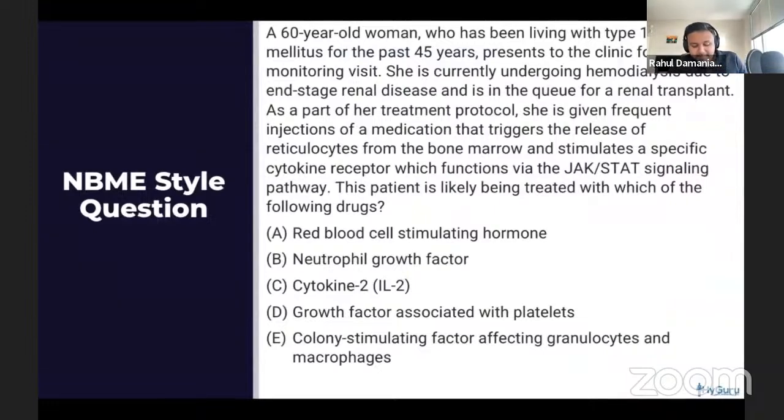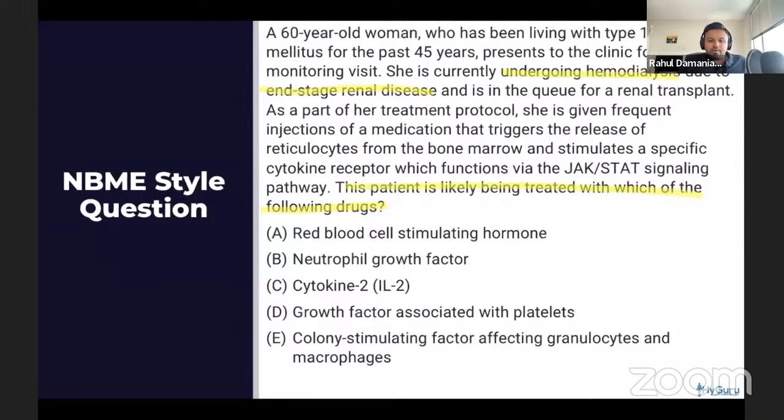A 60-year-old woman who has been living with type 1 diabetes for the past 45 years presents to the clinic for her regular monitoring visit. She is currently undergoing hemodialysis due to end-stage renal disease and is in the queue for a renal transplant. As part of her treatment protocol, she is given frequent injections of a medication that triggers the release of reticulocytes from the bone marrow and stimulates a specific cytokine receptor, which functions via the JAK-STAT signaling pathway. This patient is likely being treated with which of the following drugs?